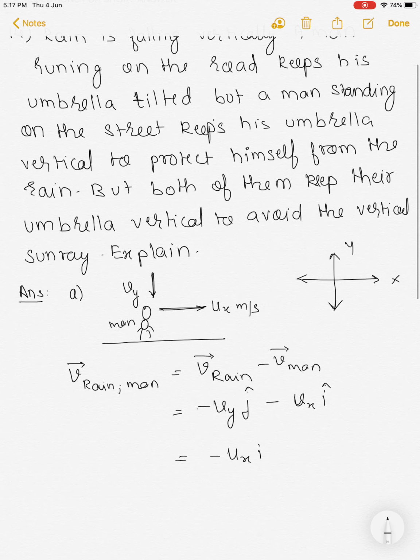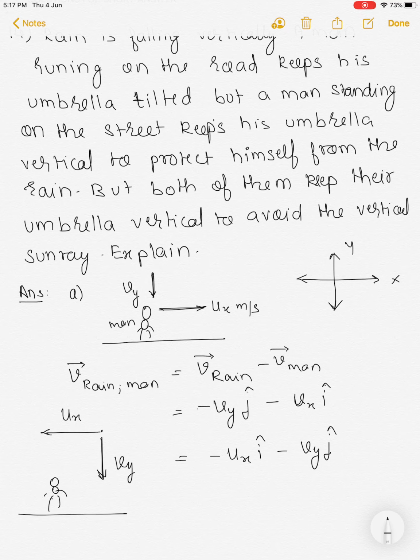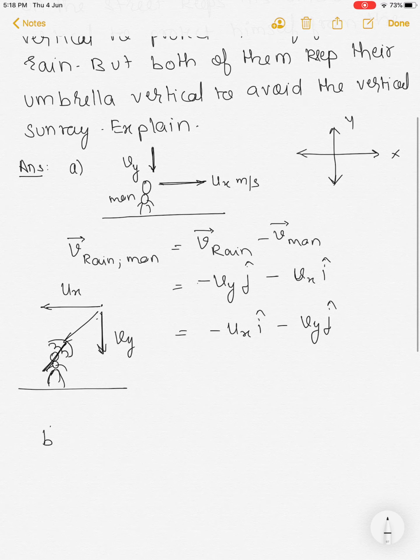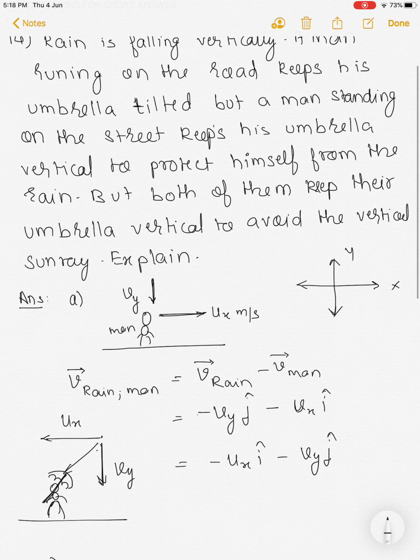So according to man, the rain is having this velocity, or the man is observing rain having two different velocities. This one, rain is having velocity ux meter per second in the negative direction, and in vertically down direction vy. So with respect to this man who is moving, the rain is falling like this. So in order to protect himself from rain, he should hold umbrella inclined, because of the relative motion.